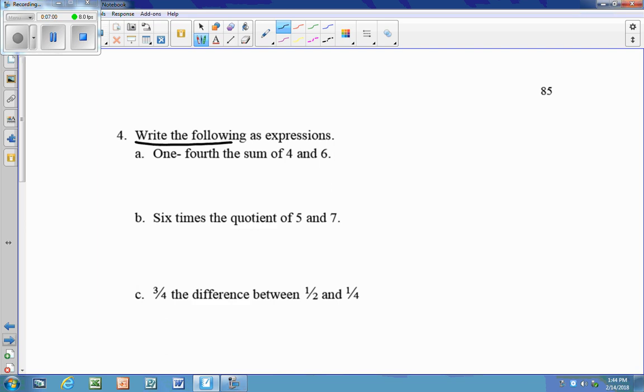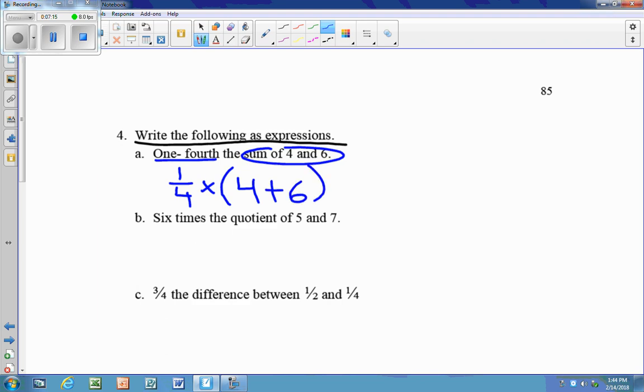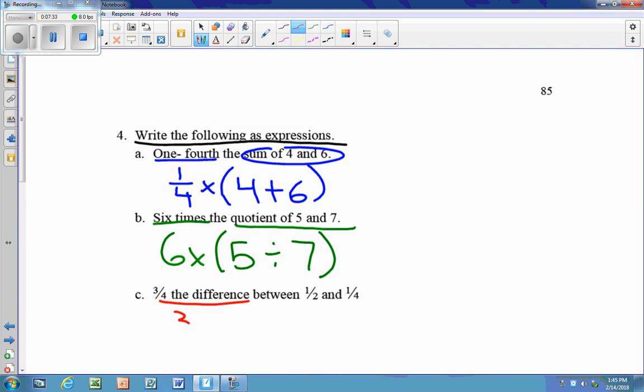Next, it just says to write the following expressions. It does not tell me to solve them. So 1/4 of the sum of 4 and 6. So we're going to find the sum first, and then we find 1/4 of it. Sum means to add. Here we are 6 times. It's telling me to multiply. The quotient of 5 and 7, quotient tells me division. So the quotient of 5 divided by 7. Then 3/4 the difference. So 3/4 of the difference. Difference tells me to subtract 1/2 and 1/4.